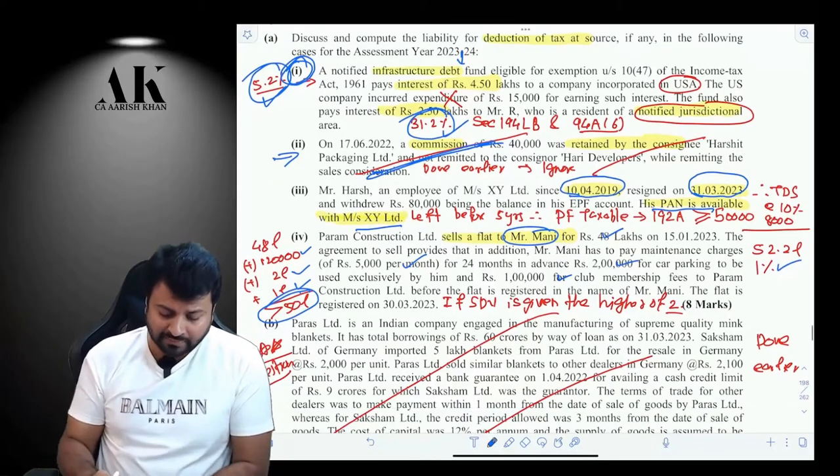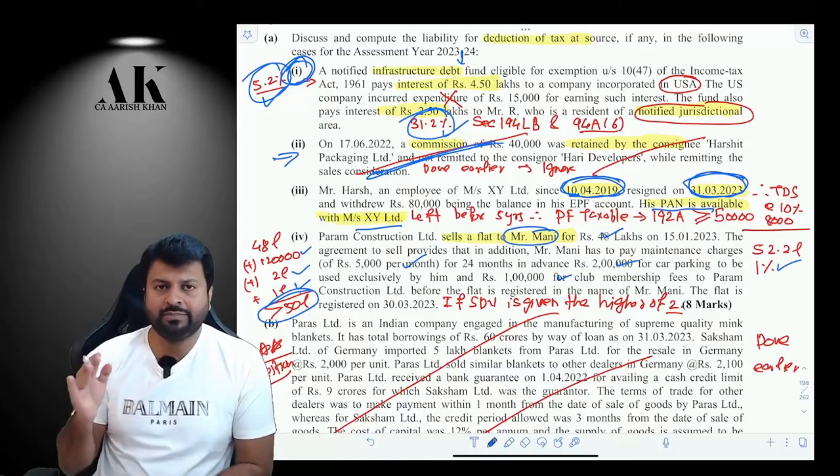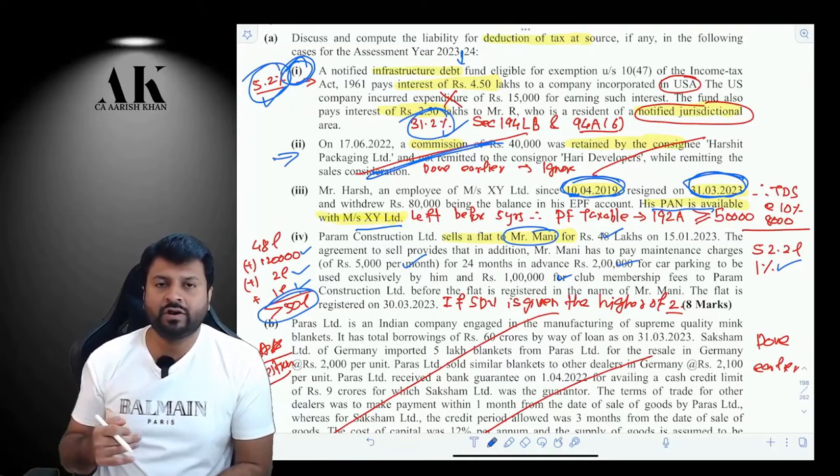Okay. Now, next one is Mr. Harsh, an employee. This is a new question. This has not come earlier. This is an employee who joined the company in 2019 and resigned in 2023. Because he has left the company before 5 years, whatever PF he withdraws will be subject to tax.